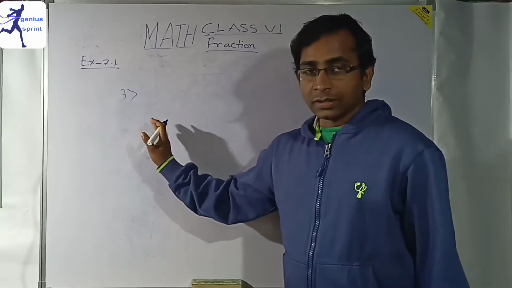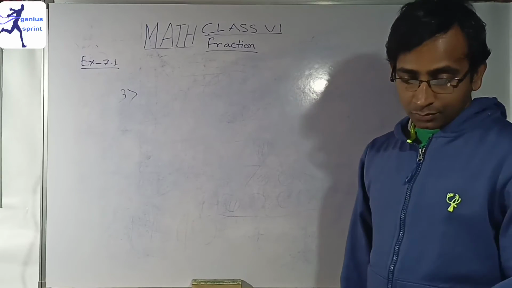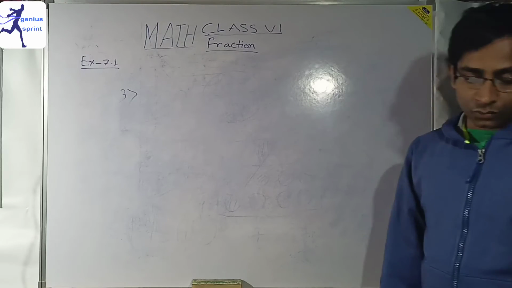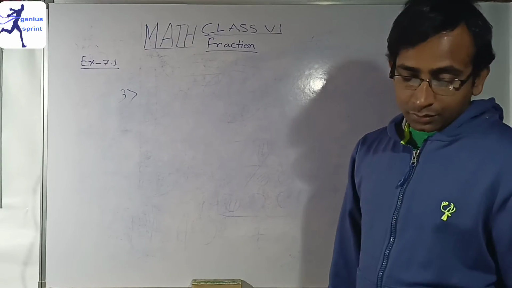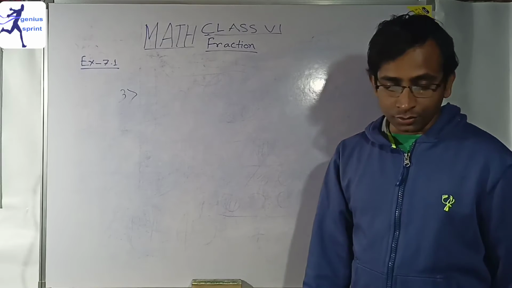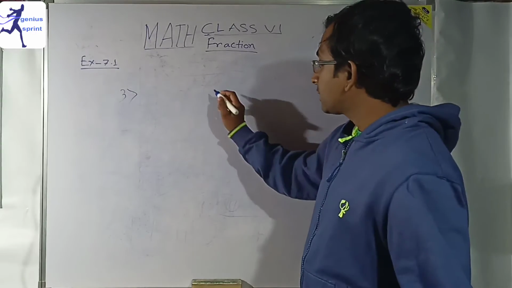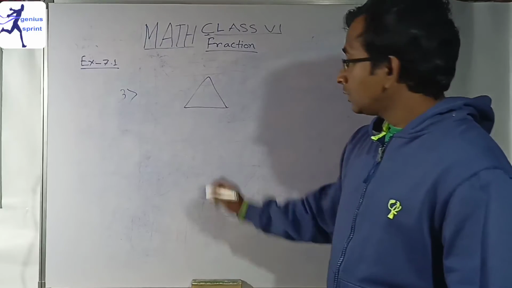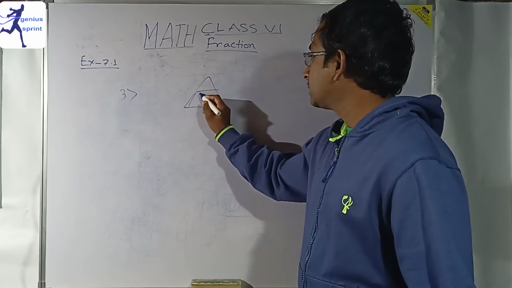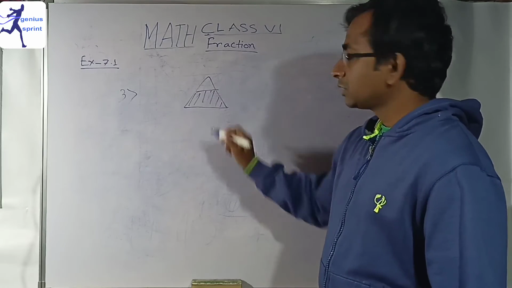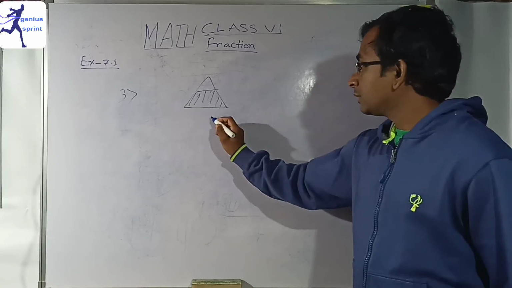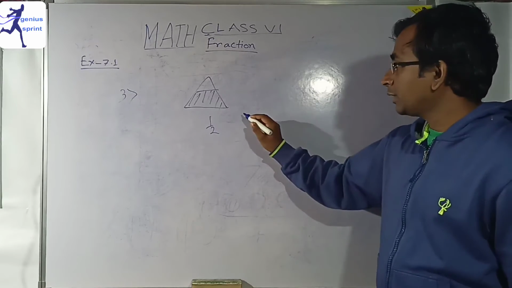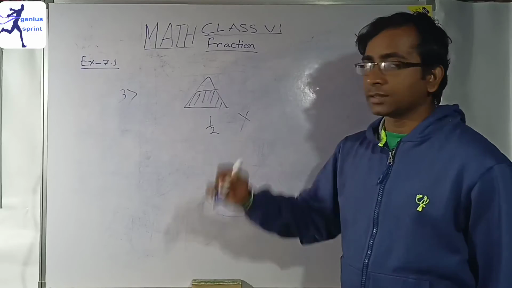Okay, here question number 3 is given. What they told you: identify the error if any. That is, by seeing the figure I have to solve whether there is any error or not. So a figure is given like this, a triangle, and this section is shaded, and it is given 1/2. Can I say it is correct? No. Why not? Because there are not equal segments.